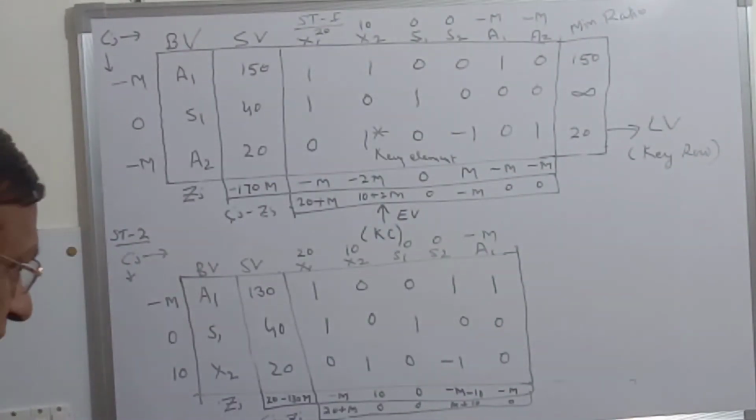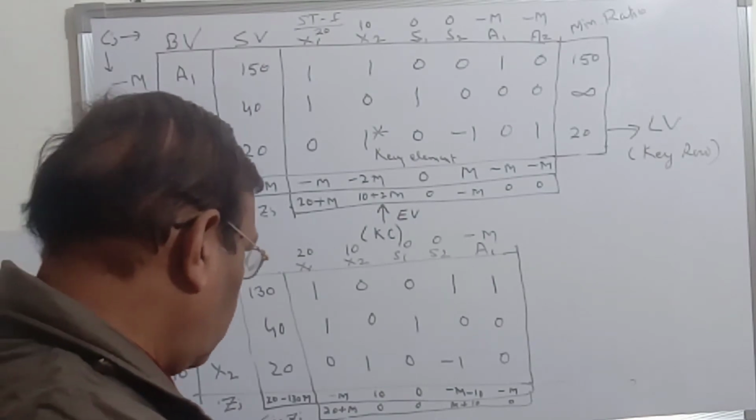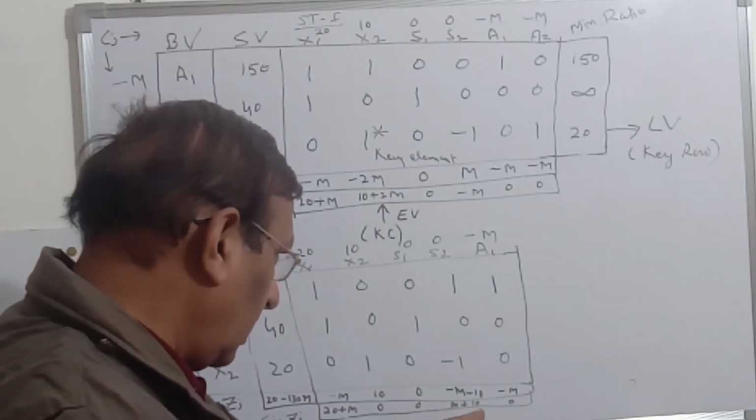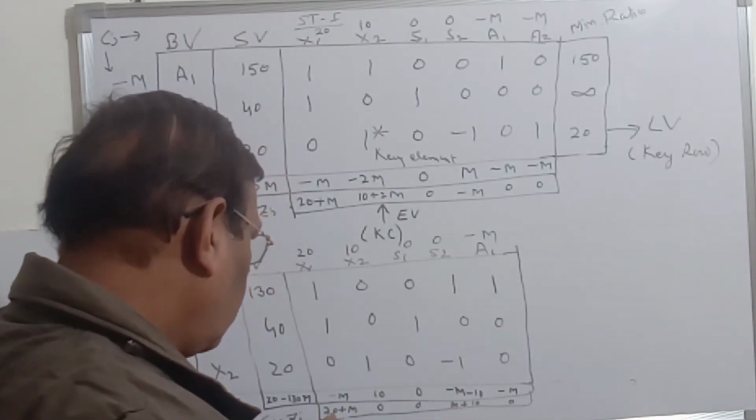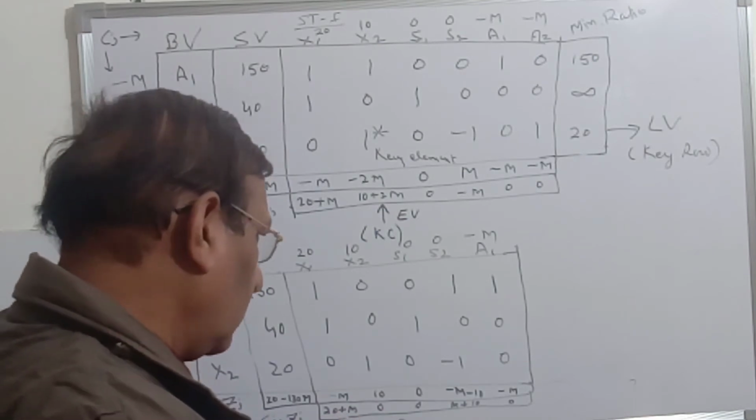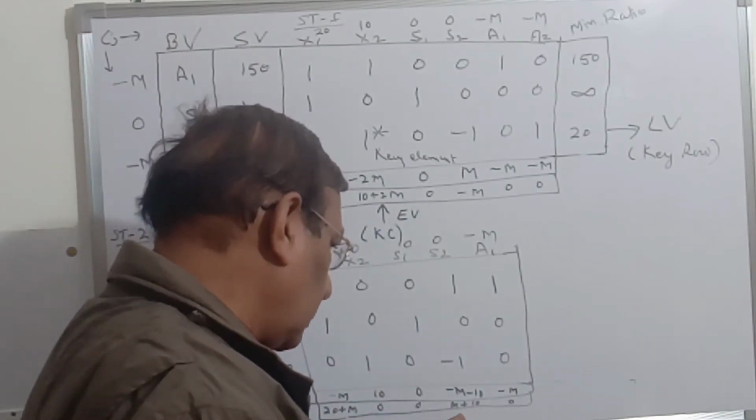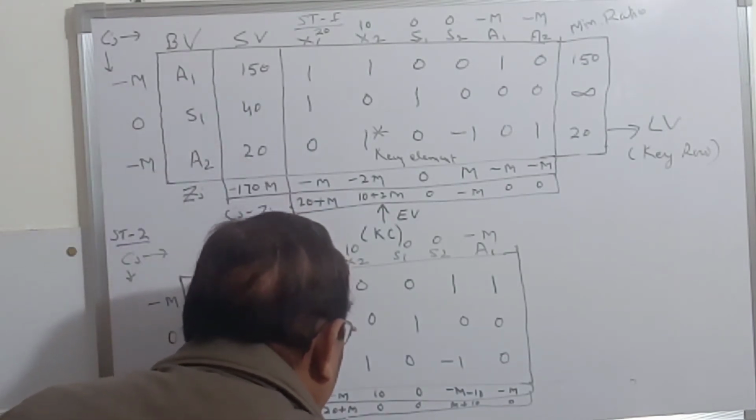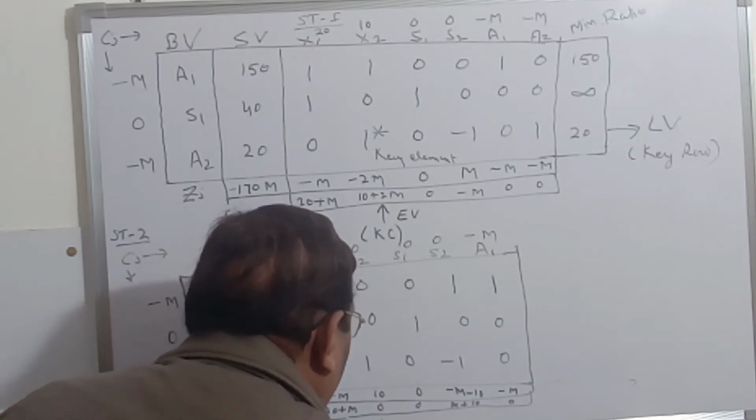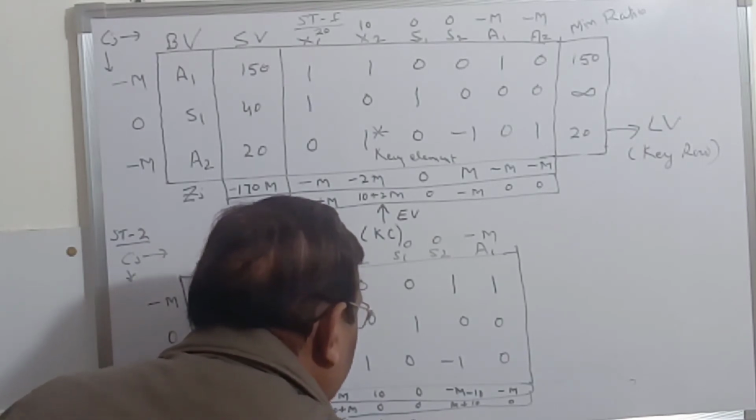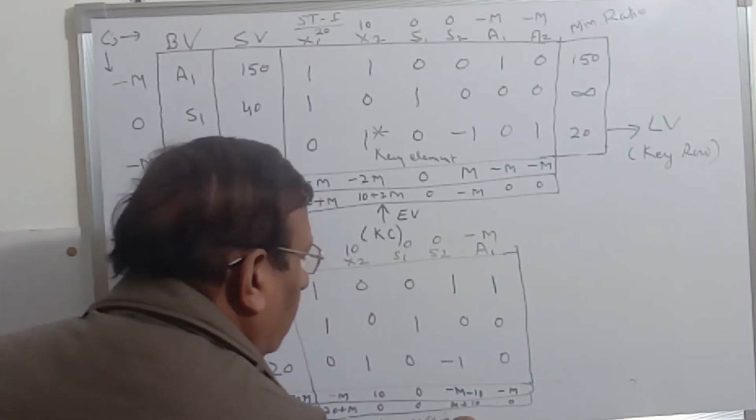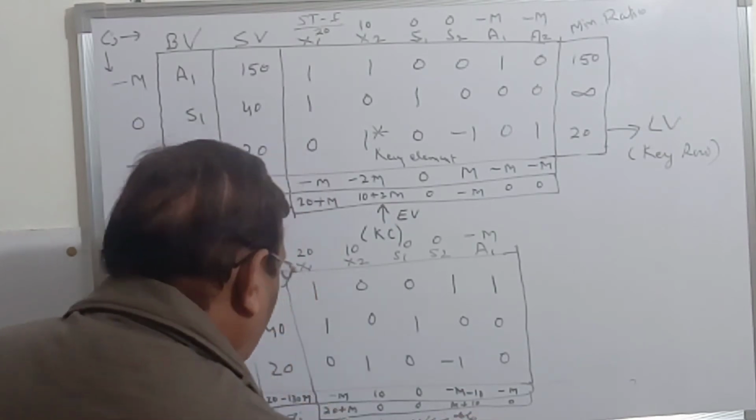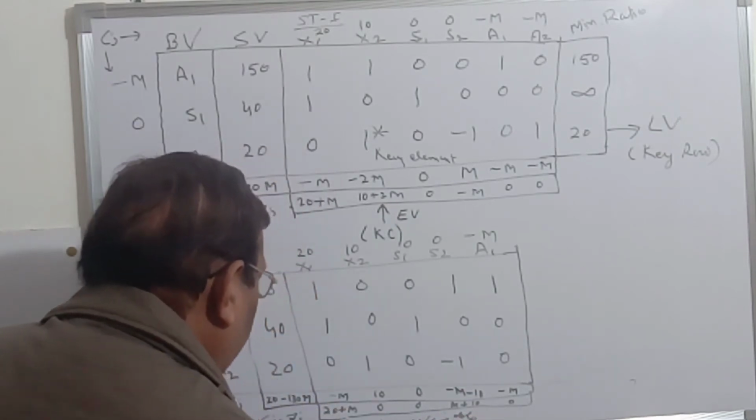Now for CJ minus ZJ with maximum value, this is 20 plus M, this is 10 plus M. 20 plus M or M plus 20 are the same thing. M plus 10 or 10 plus M. So the maximum is this. This is your entering variable, also known as the key column.